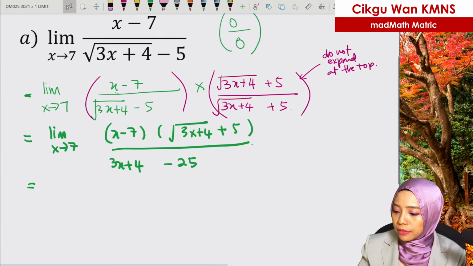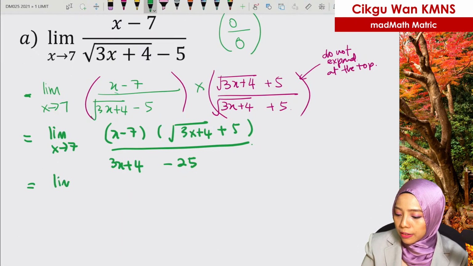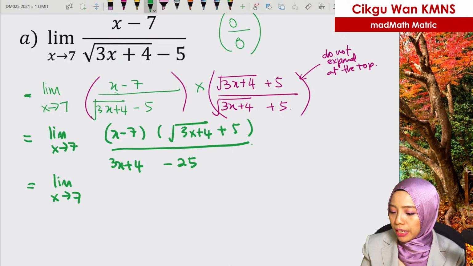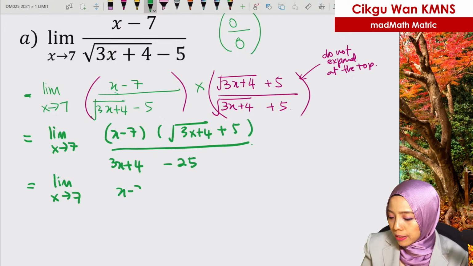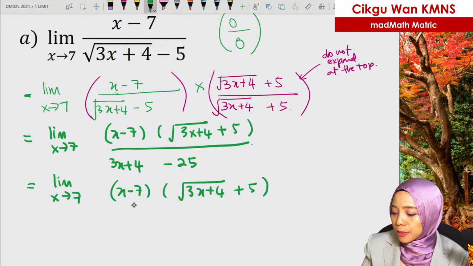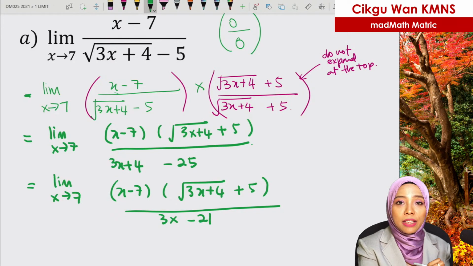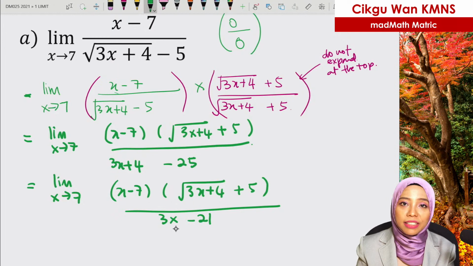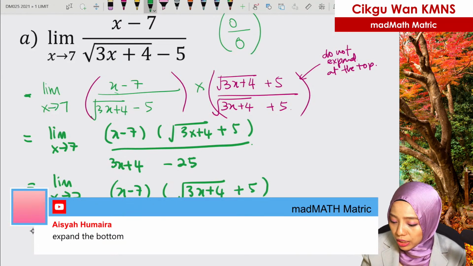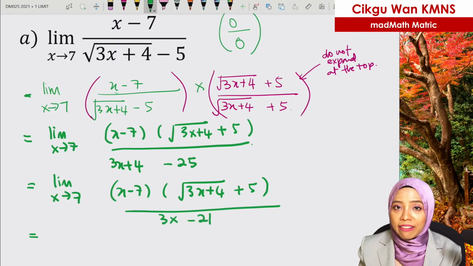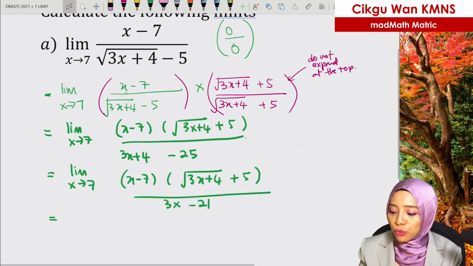Alright, now limit x approaching 7. So 4 minus 25 will give you negative 21. x minus 7, square root of 3x plus 4 plus 5, over 3x minus 21. Do not expand at the top in this case. Can you cancel out? Cannot yet until you factor. Yes, Aisyah Humaira, expand at the bottom only, because only at the bottom we want to rationalize. The top we leave it, because we want to factor later on.